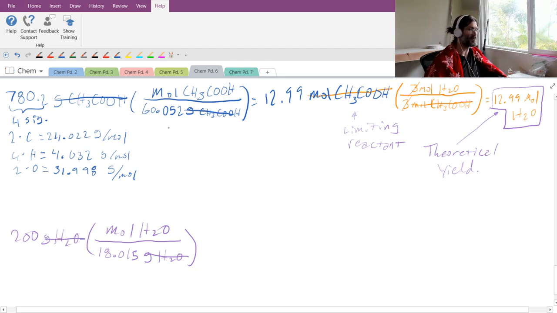That's why I do this, because I caught it. I was like, wait, that shouldn't cancel. This one can cancel, so here we go. I know I've set it up the correct way because my units are canceling. That equals 12.507.